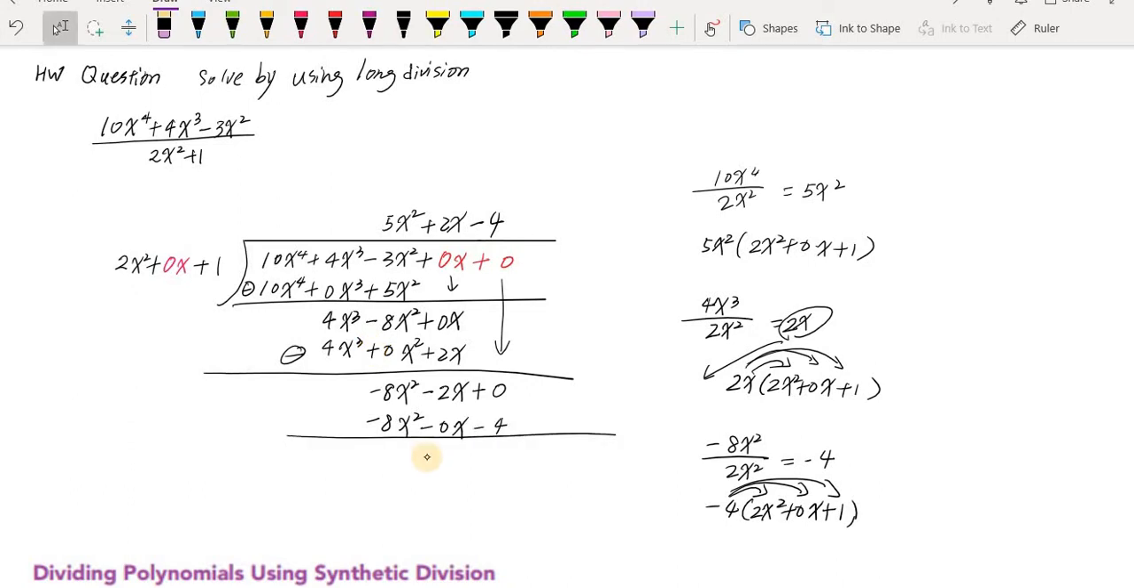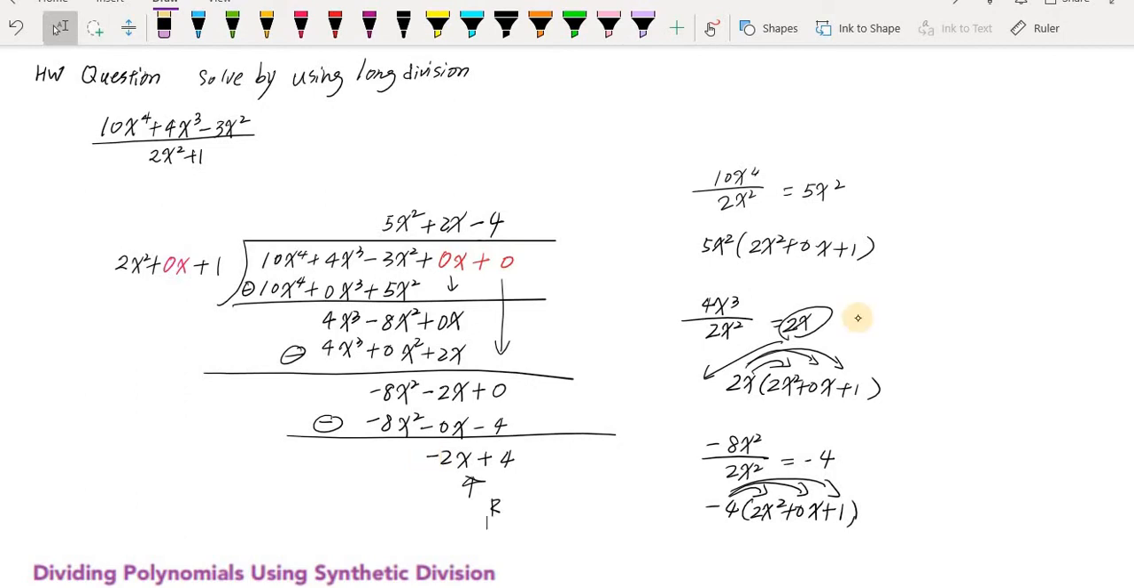So then I'm going to subtract again. So there's going to be negative 2x minus negative 0x. It's just going to be negative 2x. And then we're going to have a 0 minus negative 4. That will just be plus 4. So then you are finally done. That is your remainder. Okay?